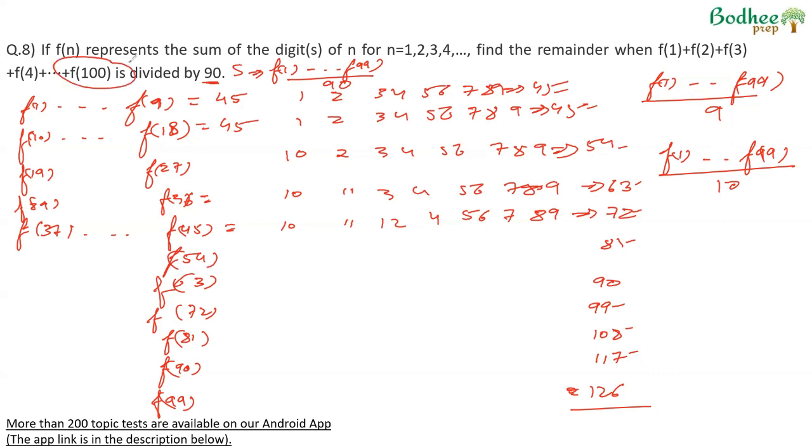So the only part that will remain is F100. F100 will have a value of 1, which divided by 90 will give us a remainder of 1. So the required remainder or the answer in this question will be 1.